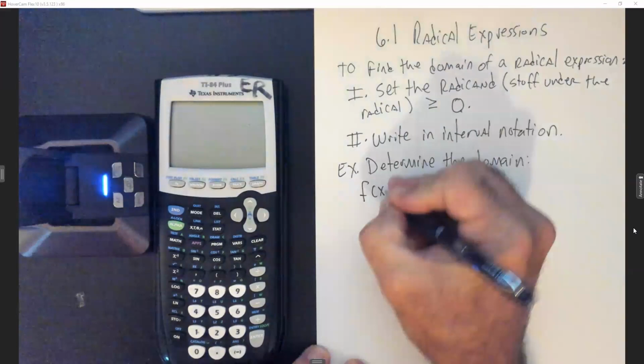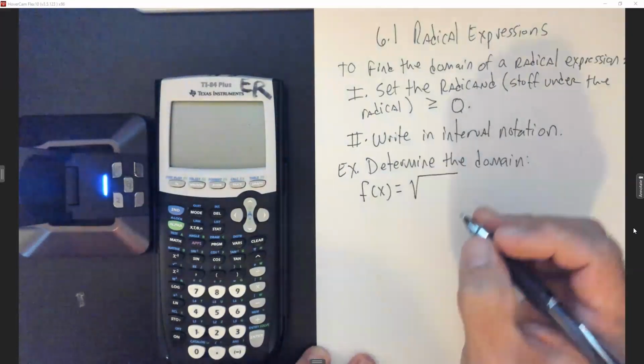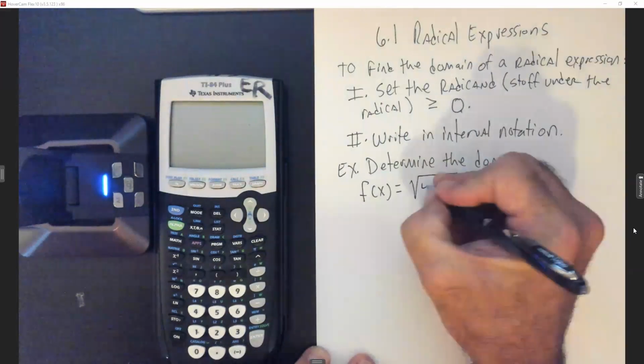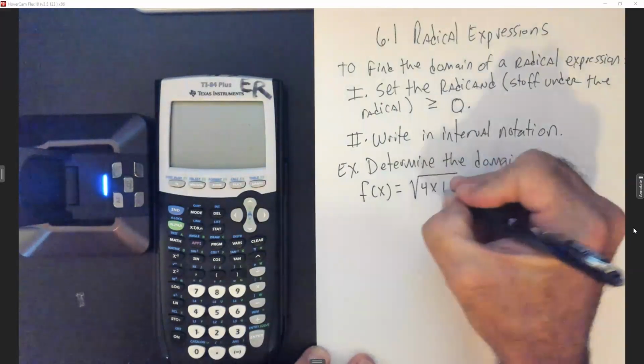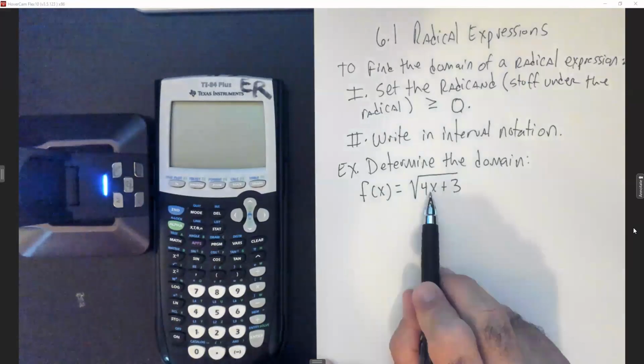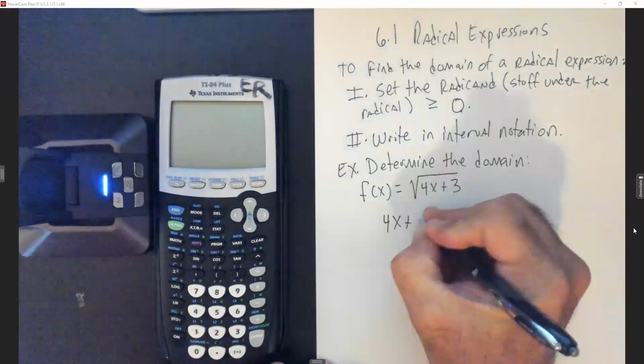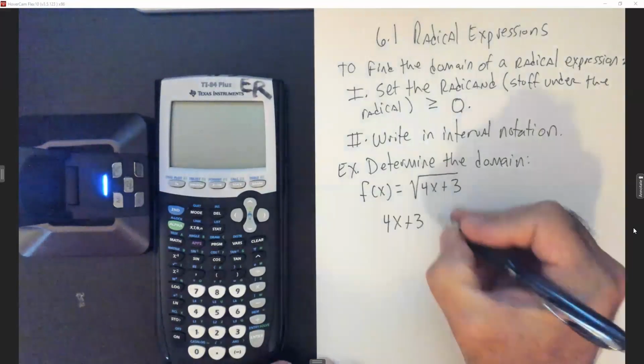So this is f of x equals the square root of 4x plus 3. All right, so we have to take what's under the radical, the 4x plus 3, and set it greater than or equal to 0.